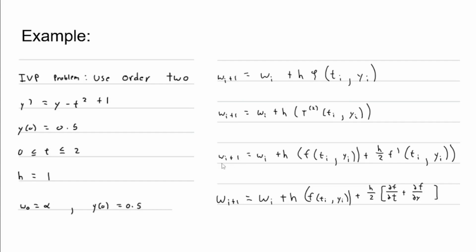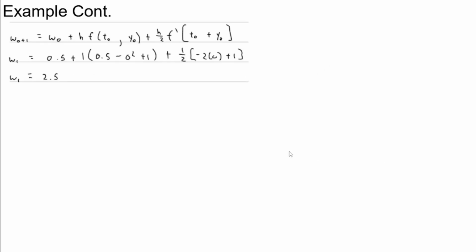If it looks something like this, using the denotation of it, we can rewrite it one more time. And we're going to use w in this case for the next y value. So w_{i+1} is equal to w_i plus h f(t_i, y_i) plus h over 2 f prime(t_i, y_i). And when we use the higher order Taylor method, taking the derivative of the function is just taking the derivative of the function with respect to t plus the derivative with respect to y, at (t_i, y_i). So let's do a few iterations to see.